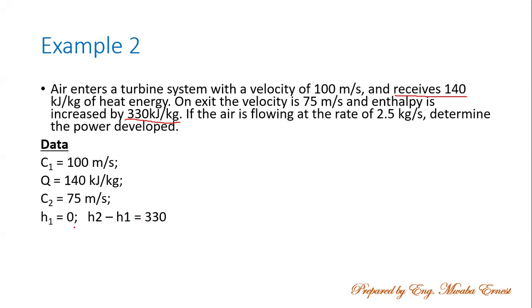So the smart move is to make one of them 0. In this case, we want H1 to be 0, then H2, 330. If you subtract them, 330 minus 0, you still end up with a 330. So meaning that your H1 is 0 and H2 is 330, because the difference between them, H2 minus H1, is the 330.